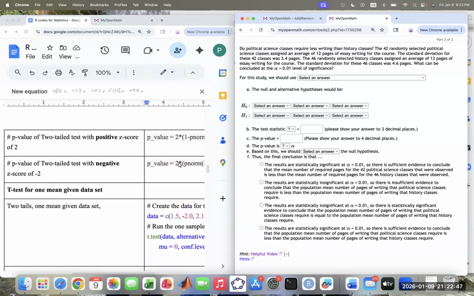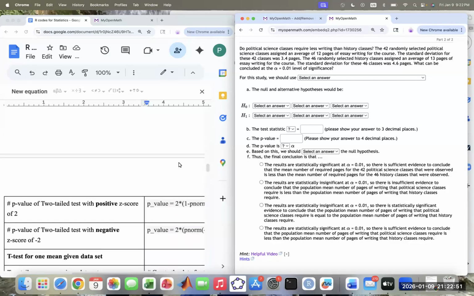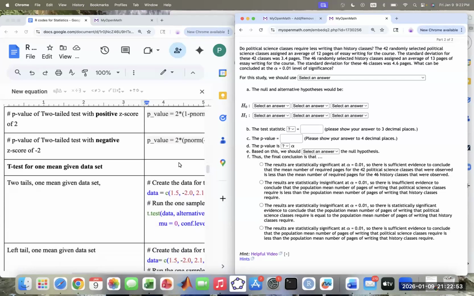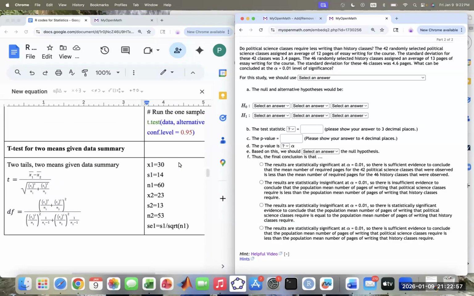They don't give us the data, but they give us the summary. So we're gonna do from that one over there. Okay, so let's start with this one here. They give the data over here. That means they give us the mean of each sample, the standard deviation of each sample, and then the sample size. Okay, so we're gonna use this one right here.